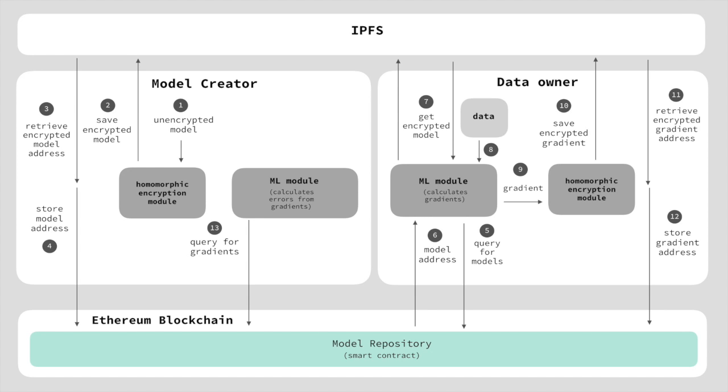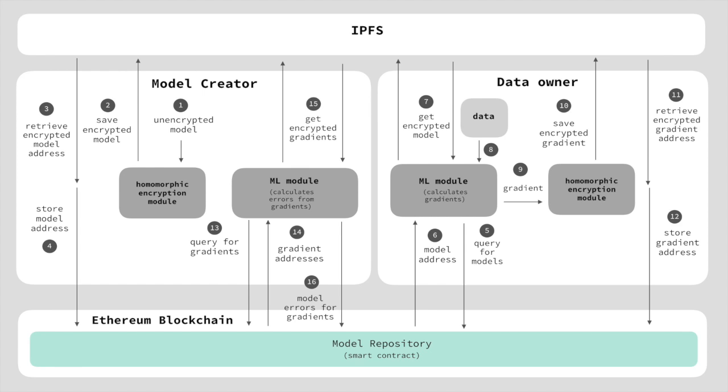The gradients addresses are then saved back to the contract on blockchain, which the model creator can then query for, retrieve from IPFS, compute the errors associated with each of those gradients, and the contract then calculates the payout from the bounty that is set by the model creator, and this is paid to the owner of the data.